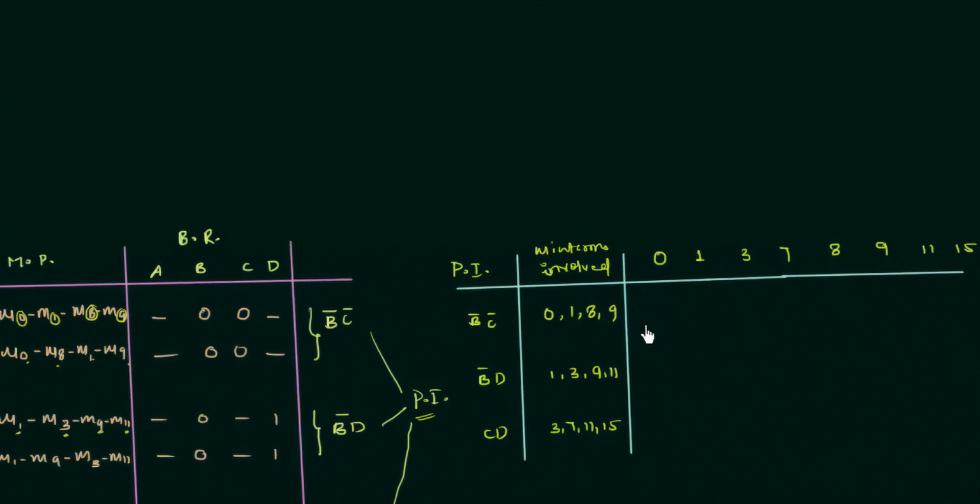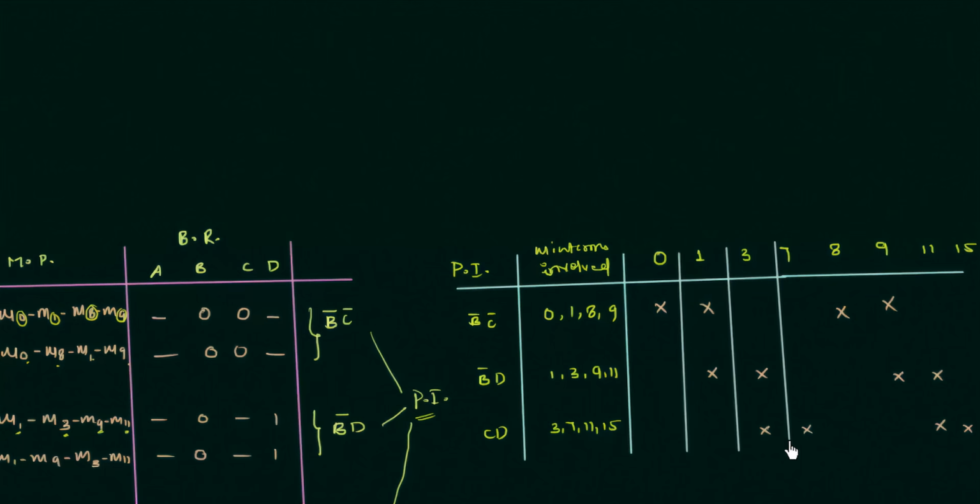We will put a cross in each row under the min terms contained in the particular prime implicant. In this prime implicant we have 0, 1, 8, 9, so we will put a cross under 0, 1, 8 and 9. In the same way, we will put a cross under 1, 3, 9 and 11. Then 3, 7, 11 and 15. I will make the columns so that I can separate them more clearly.